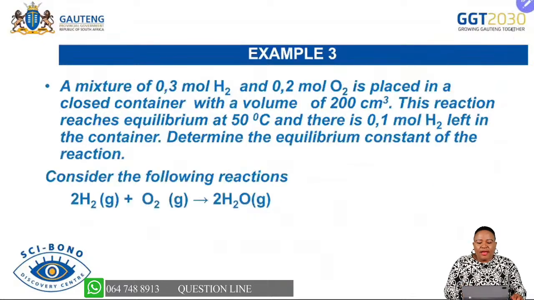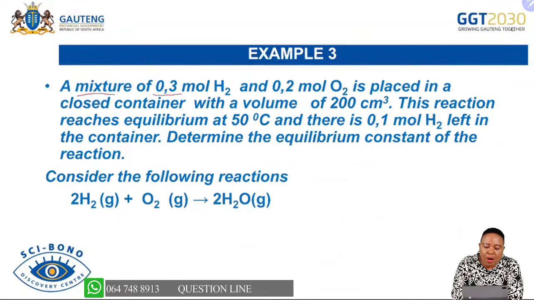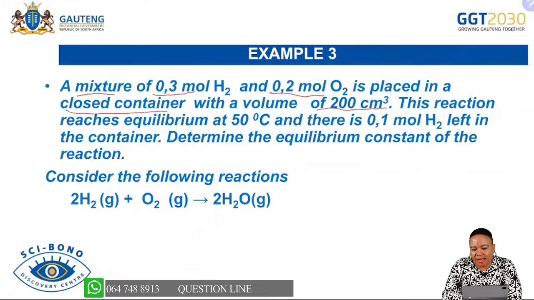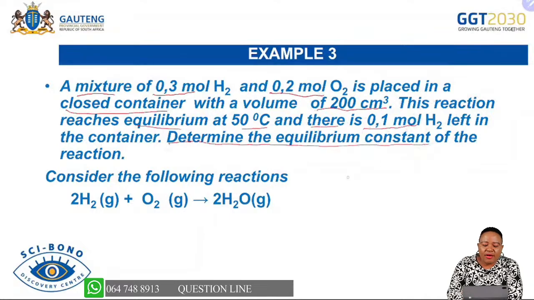Okay, then let's look at another Kc or equilibrium constant calculation. In this one, a mixture of 0.3 mole of hydrogen and 0.2 mole of oxygen is placed in a closed container with a volume of 200 cubic centimeters. The reaction reaches equilibrium at 50 degrees Celsius, and there is 0.1 mole of hydrogen left in the container. Then they say determine the equilibrium constant of the reaction.